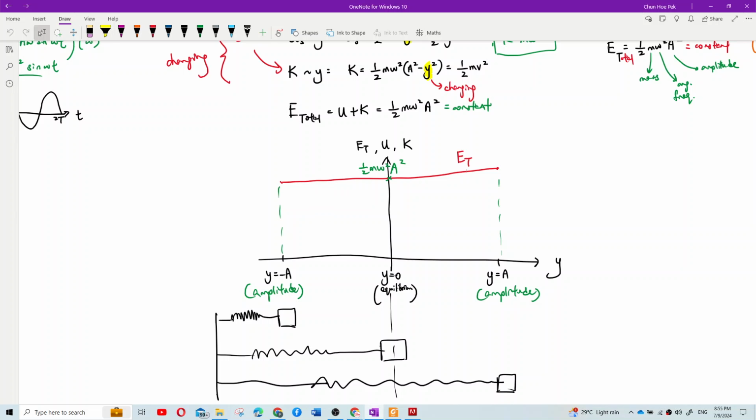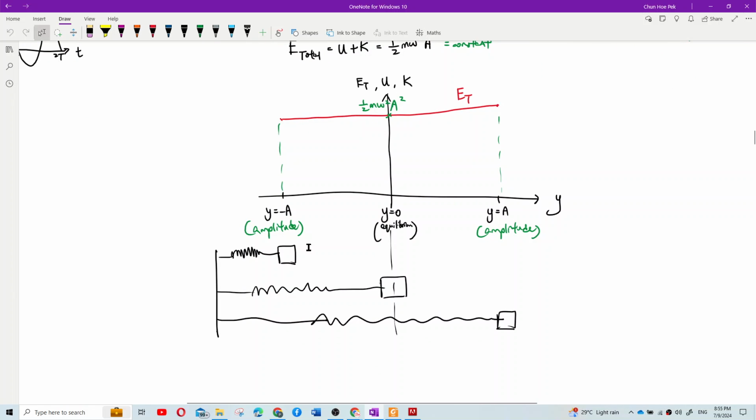Alright. So total energy is always constant, no matter where is the block. Block here, block here, block here, the total energy is always a constant graph. This is the total energy graph, and the value for the total energy is half m omega square a square.